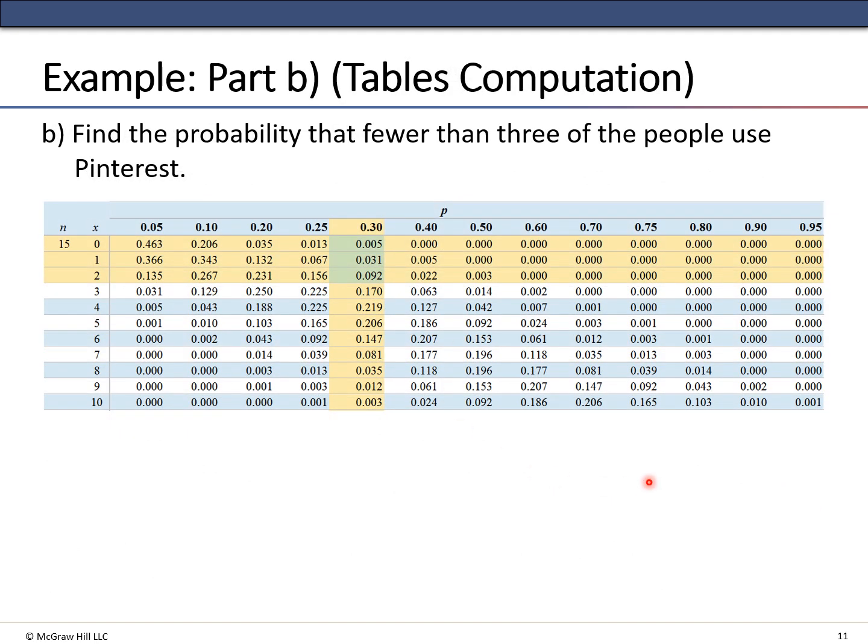So now we're looking to find the probability that fewer than 3 of the people use Pinterest. Again, we have our 15. So now we have our column here of probabilities. Fewer than 3 is 0, 1, 2. So again, we can see that we would add those 3 probabilities and get our value as well.